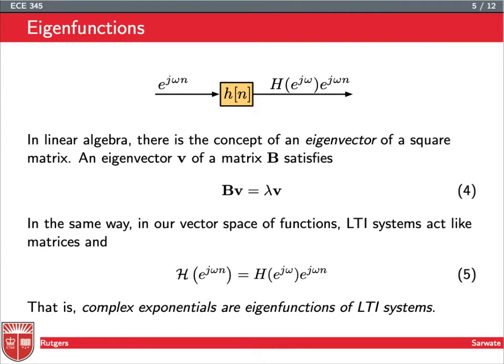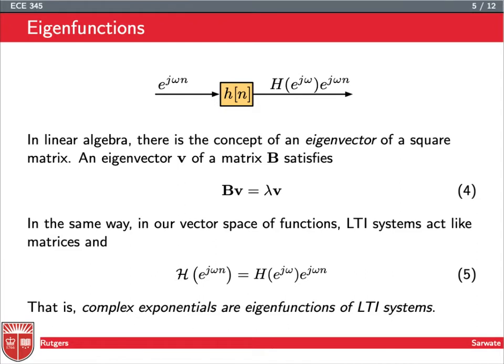So in linear algebra, there's this concept of an eigenvector. I know that linear algebra is not a prereq for this course, but I'll just give a basic description. If I have a square matrix B and I multiply it by a vector V and I get back the same V times a constant, then we call V an eigenvector, because basically B leaves the direction of V alone. V is a vector, it has a direction and a magnitude. B will change the magnitude, but it won't change the direction.